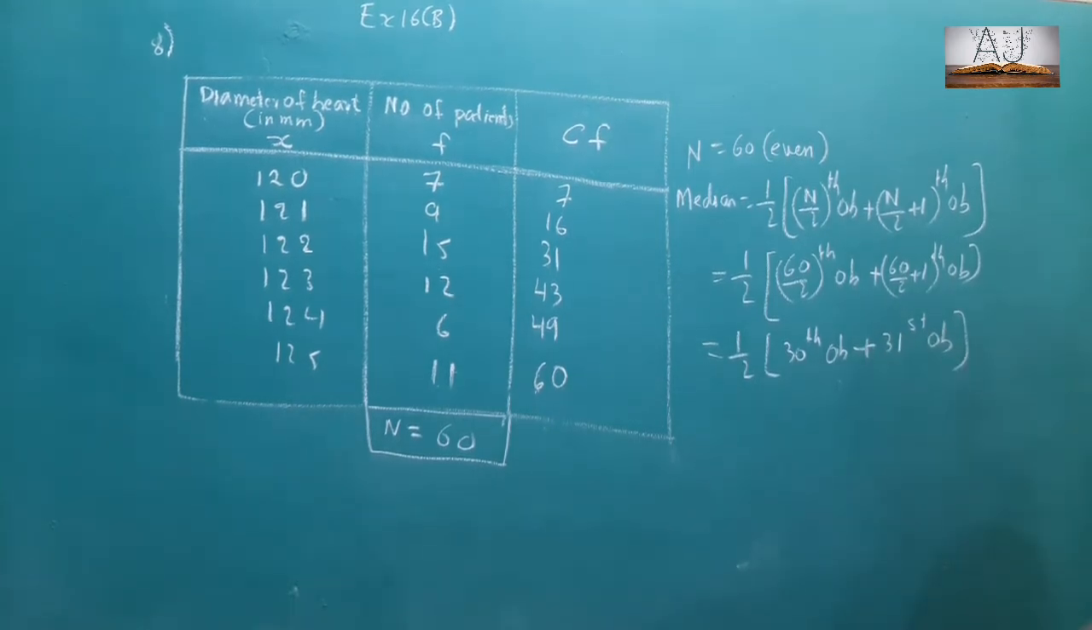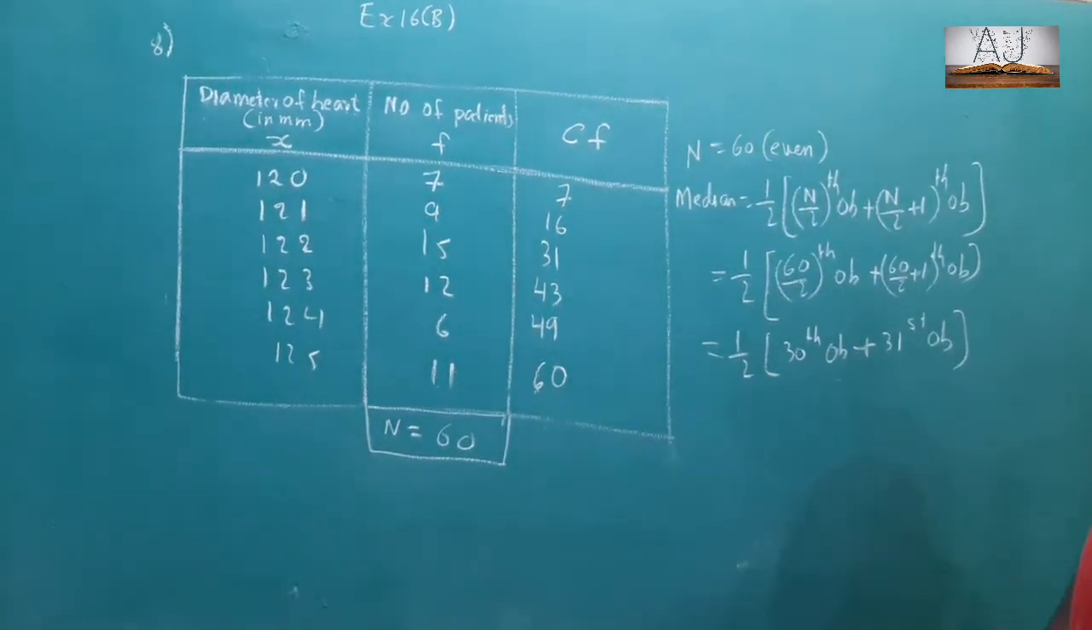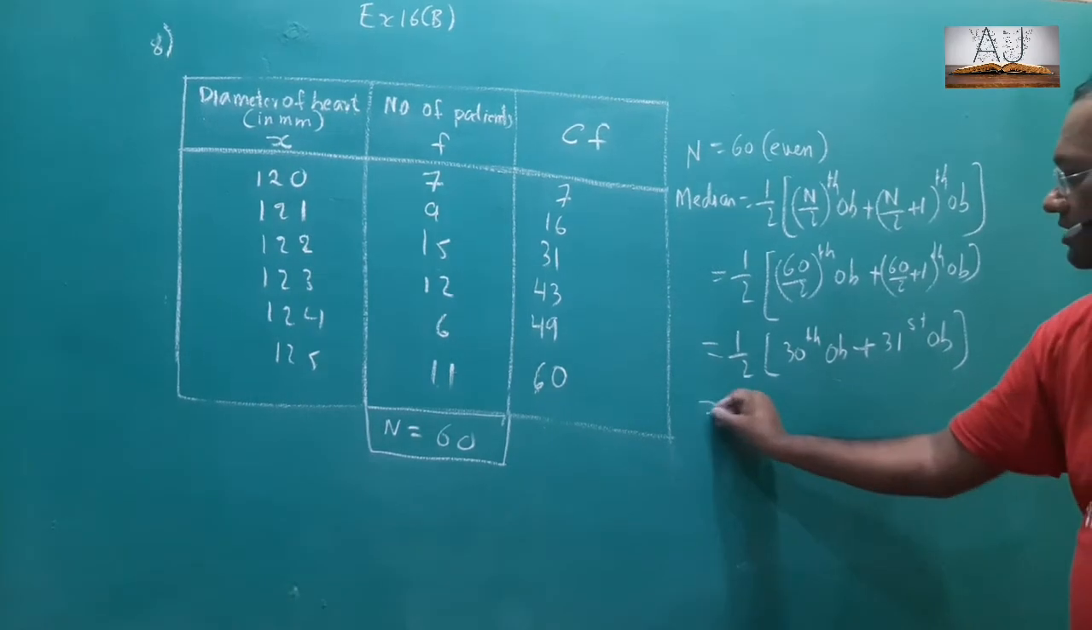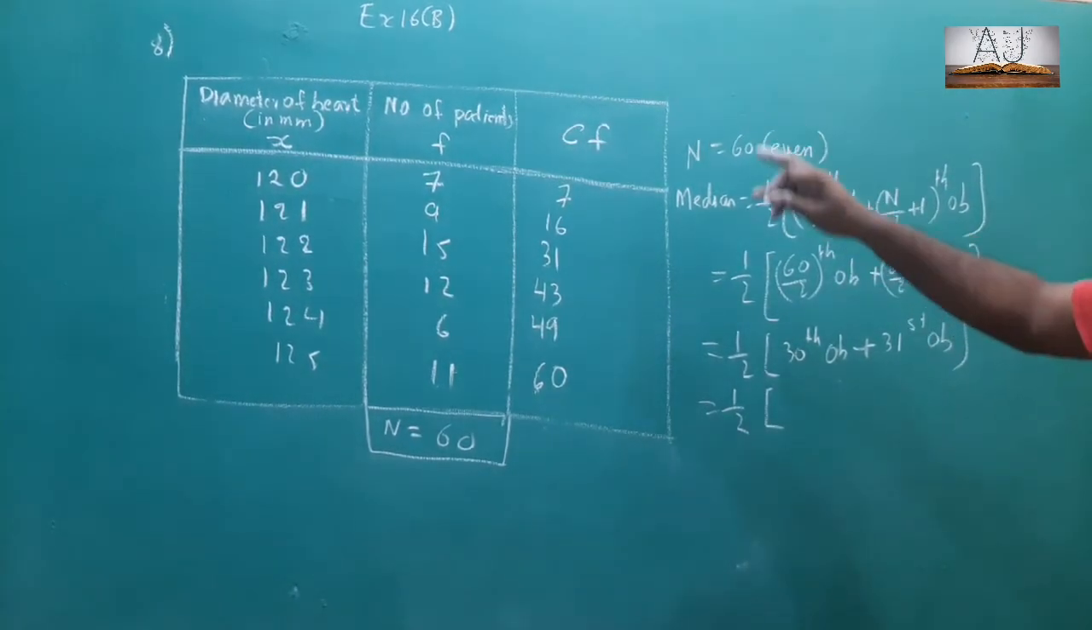Don't add them both now. This is the common mistake which the students do. They add them and write 61st observation and keep on searching for the 61st here. It's not like that. You have to first write the 30th observation, and then the 31st observation. So let us see the 30th observation.